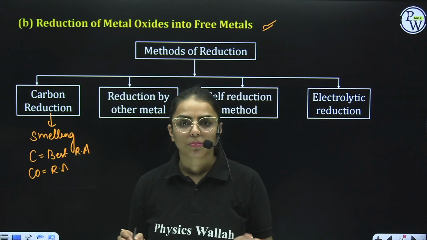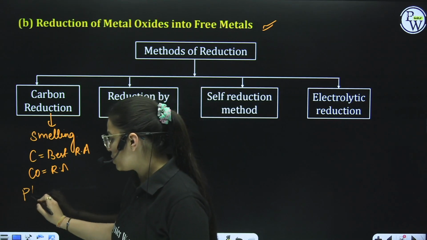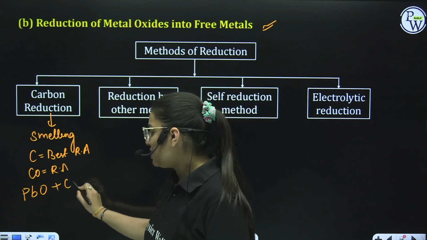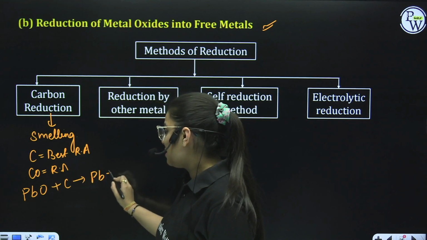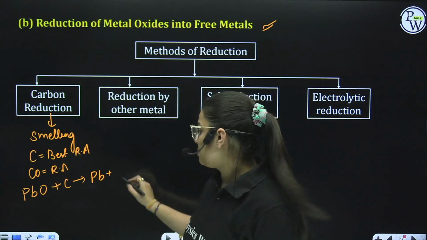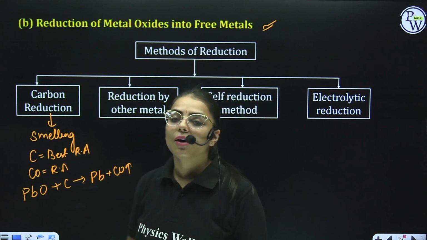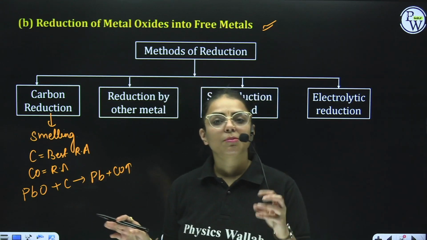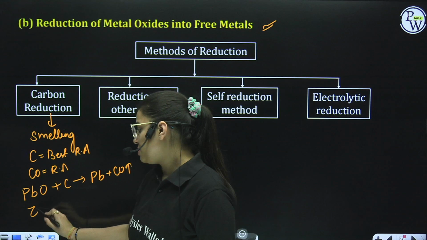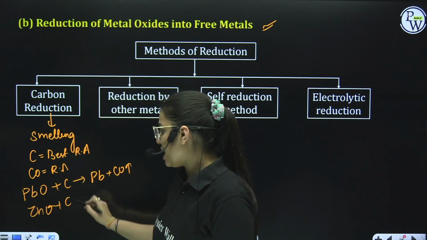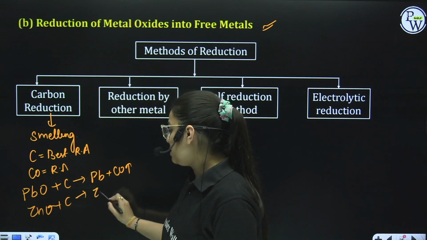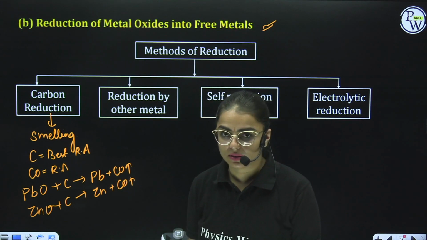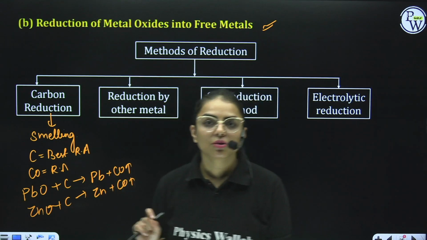Let me give an example. For example, if you have obtained PbO, this is your lead oxide. You will react it with carbon. It will act as a reducing agent. You will get your Pb, and carbon monoxide will be released. So this is the way you are going to obtain your metals. Clear, everybody? Similarly, you can go for ZnO. ZnO plus carbon will give you Zn plus CO. This is zinc oxide reacting with carbon because carbon is a good reducing agent. You will obtain zinc and CO will be liberated. So this is the carbon reduction method, and you can even take CO as a good reducing agent.